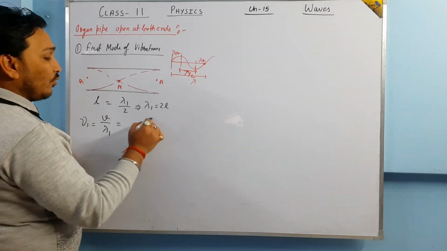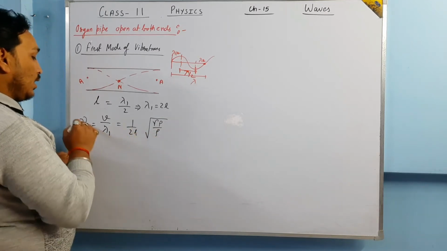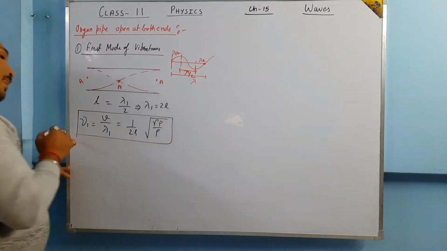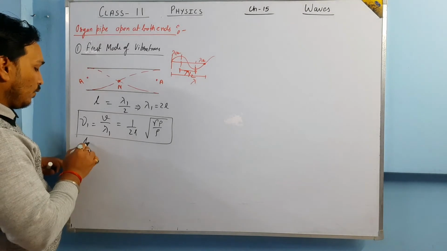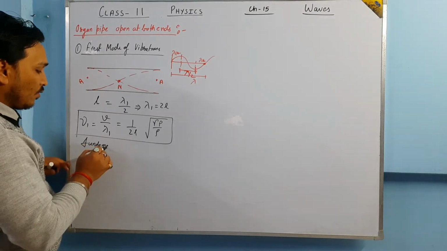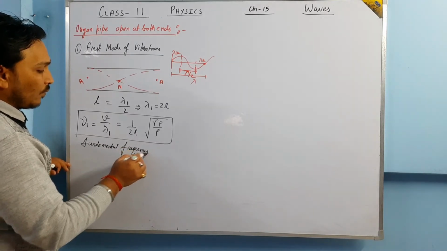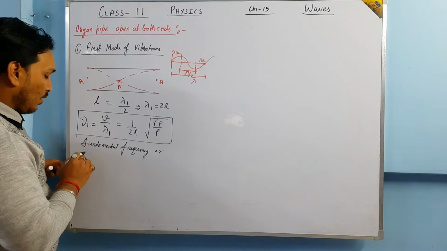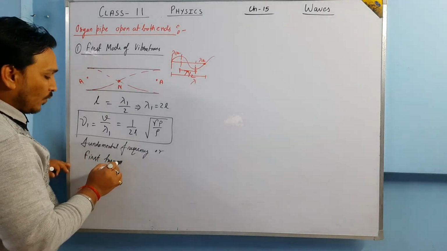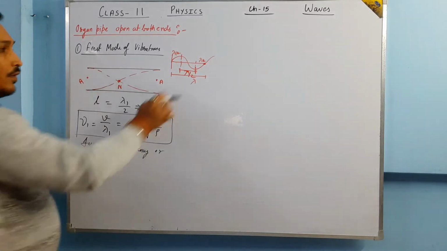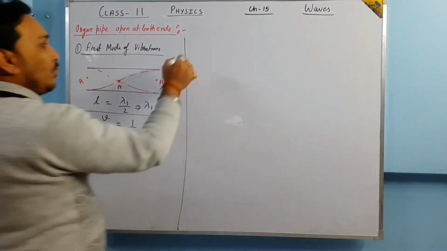Now velocity is going to be under root gamma p by rho, and the wavelength is 2L, so nu 1 is equal to 1 upon 2L times under root gamma p by rho. This is the value of frequency in the first mode of vibration. This frequency is called the fundamental frequency or first harmonic.